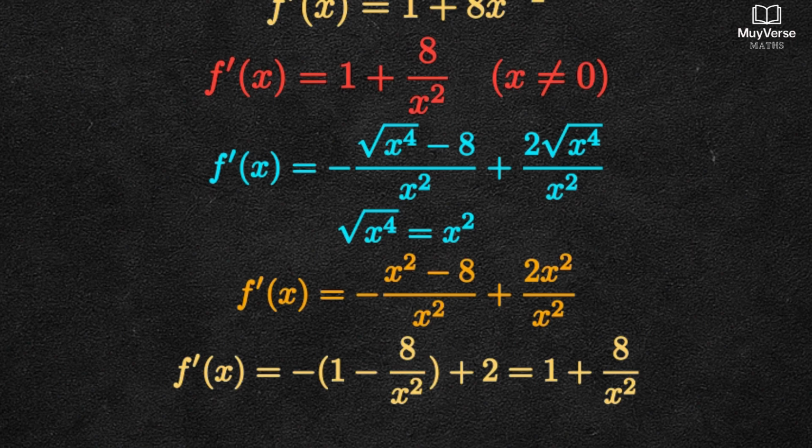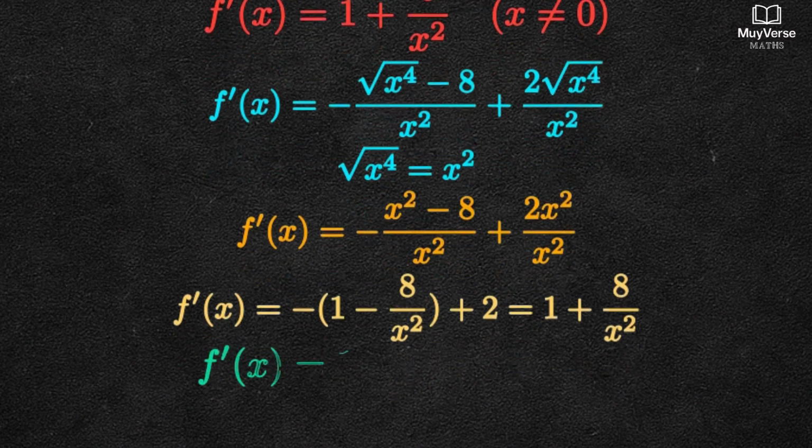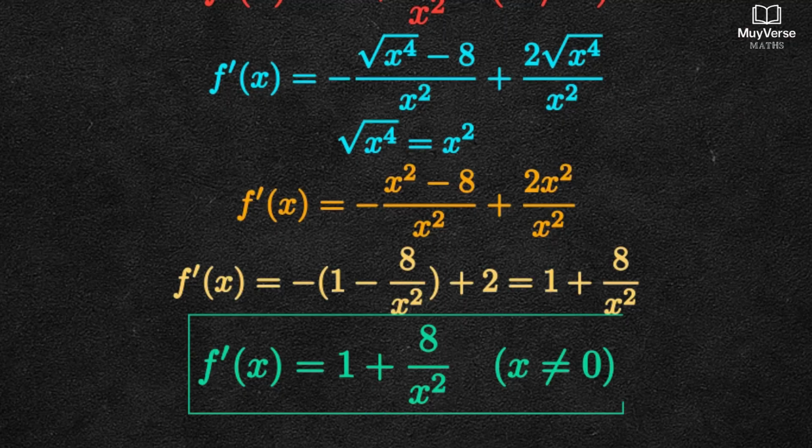The same result. Final answer: f prime of x equals 1 plus 8 over x squared, for x not equal to 0.